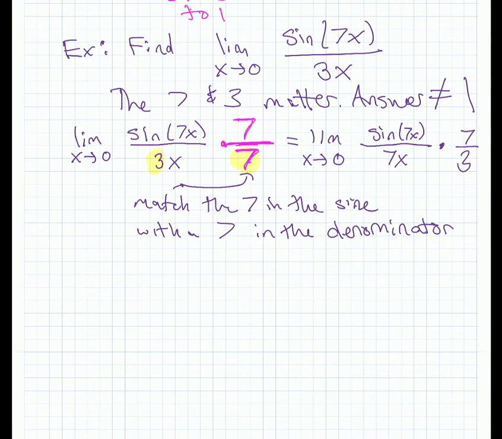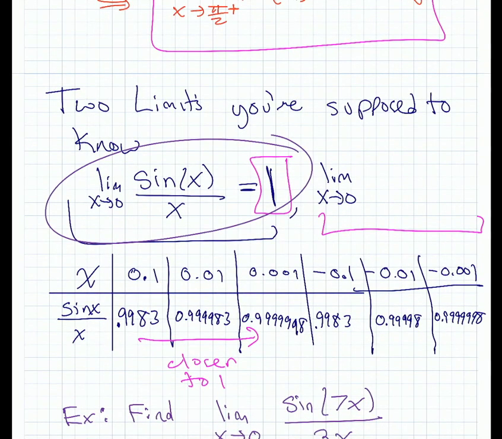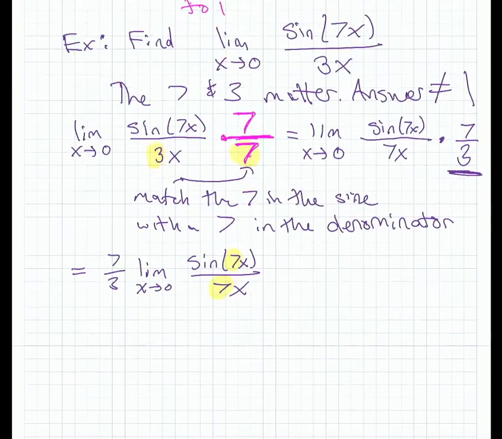Well, due to the rules of limits, you can take the 7/3, which is just a fraction, out of the limit. That was a property of limits. And then you just have sine 7x over 7x. If this number and this number match, then the limit will be 1. If the 7s match here, then this is just the same as the original limit. And why is that the case? I'll show you.